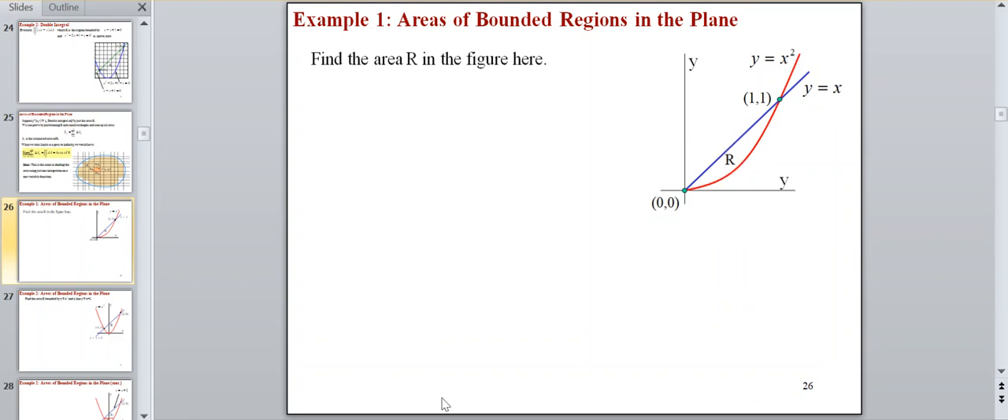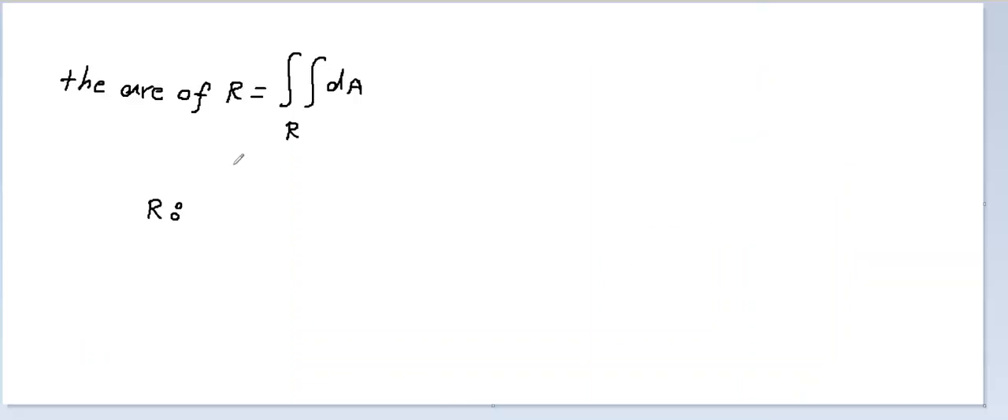Okay, so this is the description of region R. x between 0 and 1, and y is from the lower curve, which is y equals x squared, to upper curve, which is y equals x.